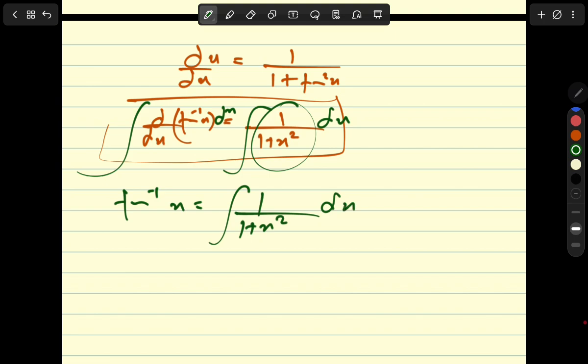So this is simple. This is not logarithmic, because a logarithm appears when the numerator is the derivative of the denominator. So the derivative of the denominator is 2x. However, this is just 1, right? So you can't do that. So there was no x, right?